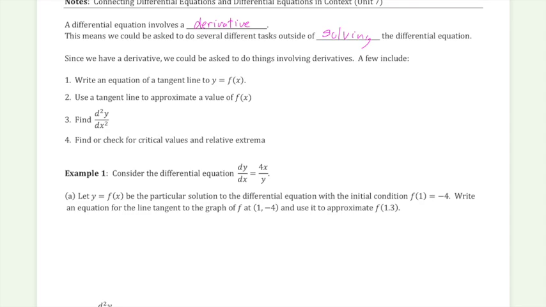This is a summary of all of Unit 7 about differential equations. This lesson goes over connecting differential equations and using them in context. Before, we did a lot with solving the differential equation, but there are also some other things that might be asked of you on the AP test.